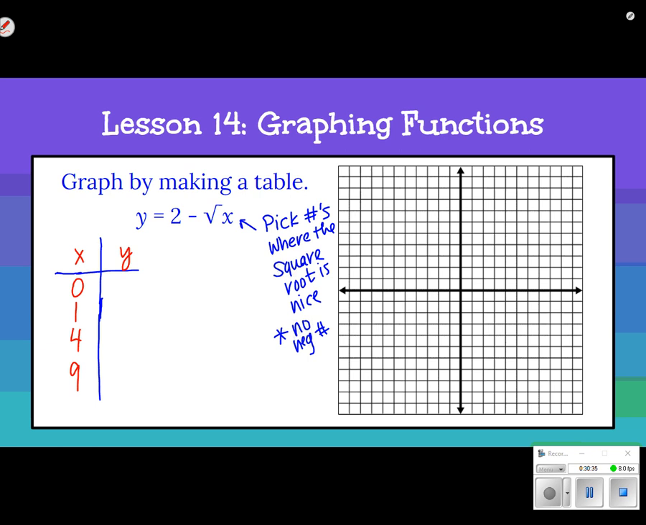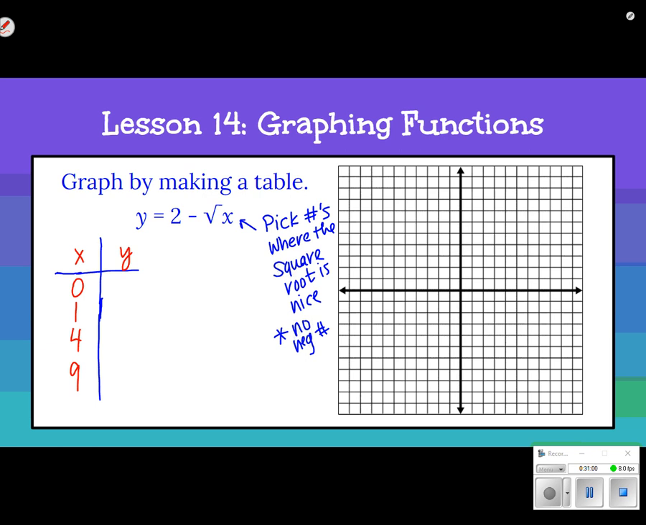So if you've got a fraction, like if I had 1/3 x, I might want to pick things that are multiples of 3, like 3 or 6 or 9 to plug in for x, because then I don't have to deal with fractions anymore. I have nice numbers to work with. So you are allowed to pick the values. On square roots, though, no negative numbers.